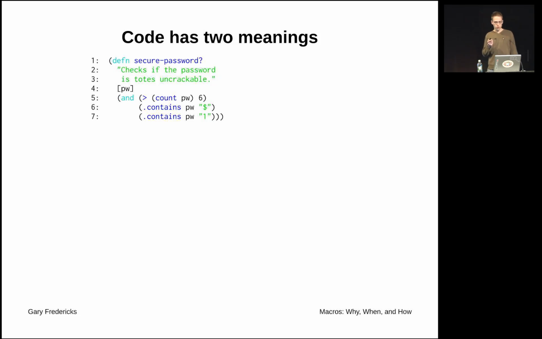The meaning at runtime that we're familiar with is that this defines a function. It has a doc string, and it takes an argument, and then it does some things and returns maybe a Boolean or something like that.